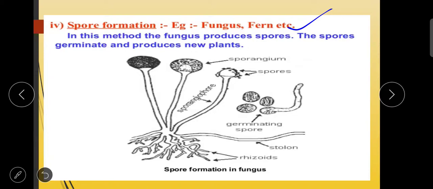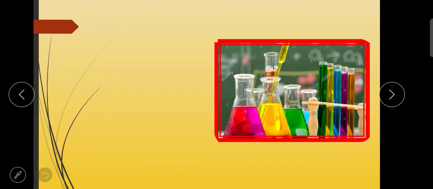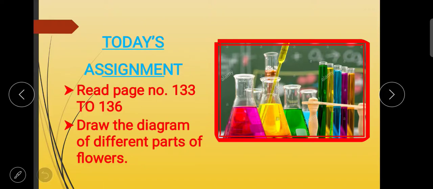We will revise it in the next video along with the textbook. Till that time I want you all to read pages 133 to 136 to understand the different modes of reproduction in asexual reproduction. Also, I want you to practice the diagram of different parts of a flower. I have shown it in the video also; you can draw from there or from your old science textbook.